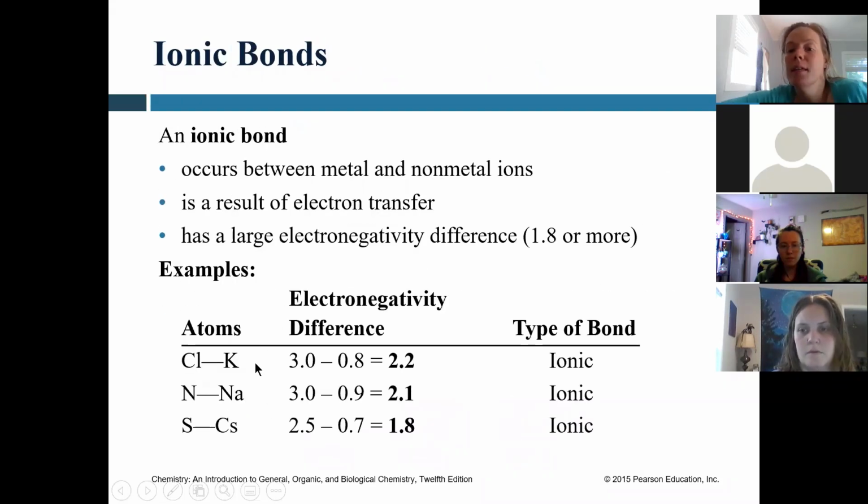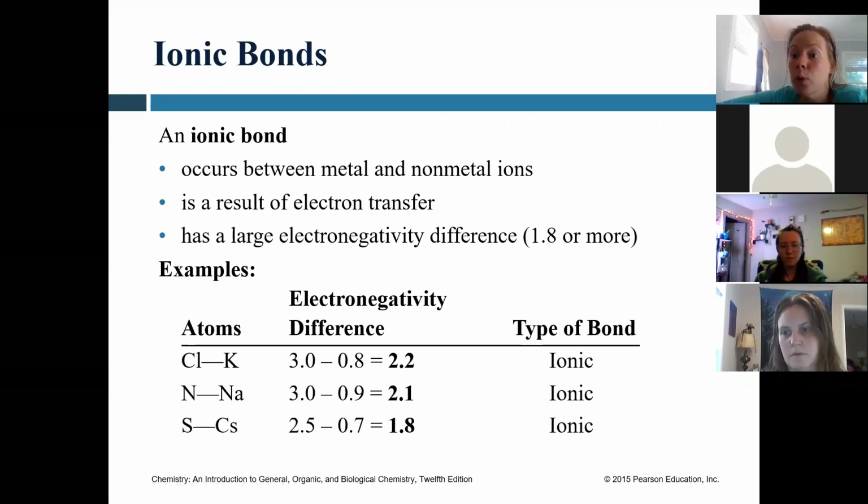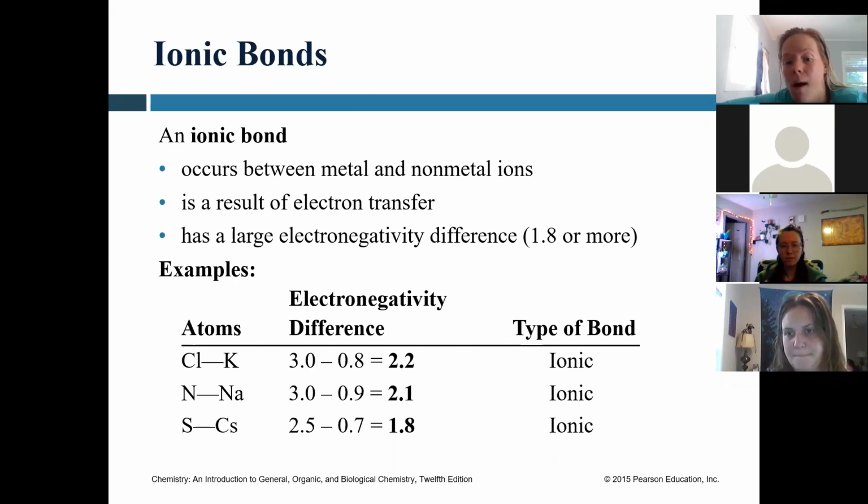Now, let's say that the difference in the electronegativities is really big. So one of the partners is super greedy for the electrons, the other guy doesn't really care a whole lot. And that cutoff is usually a difference of 1.8 or more. In that case, we're no longer dealing with a covalent bond. We're not sharing electrons. What's happening? We're just transferring the electrons. This happens between metals and nonmetals.